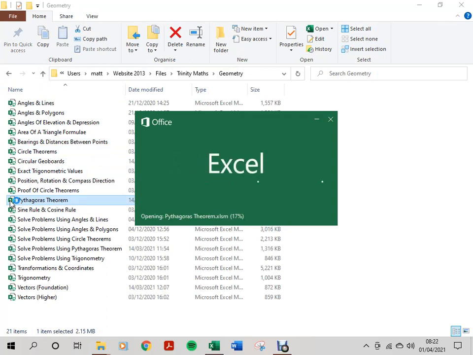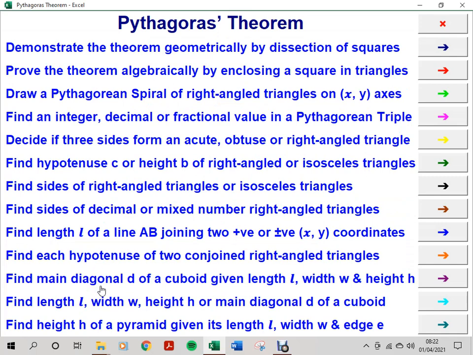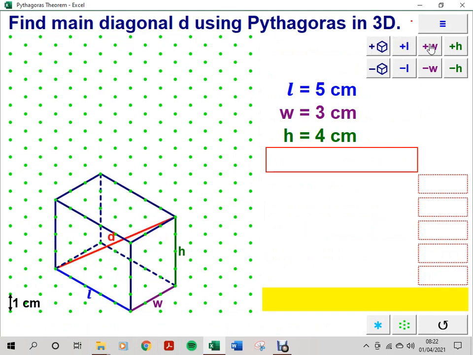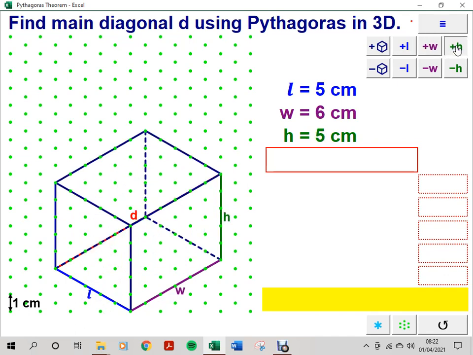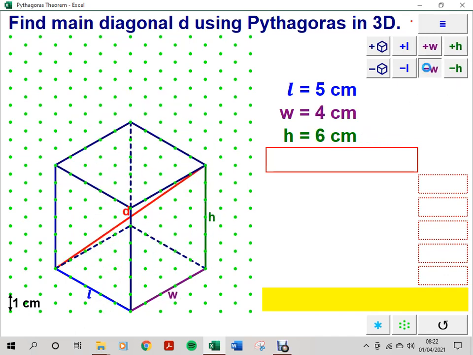This is a macros-enabled Excel spreadsheet, and I'm looking for find main diagonal D of a cuboid given length L, width W and height H. This is an interactive diagram. I have dynamic control of the cuboid's length L, width W and height H, which I can increase or decrease.